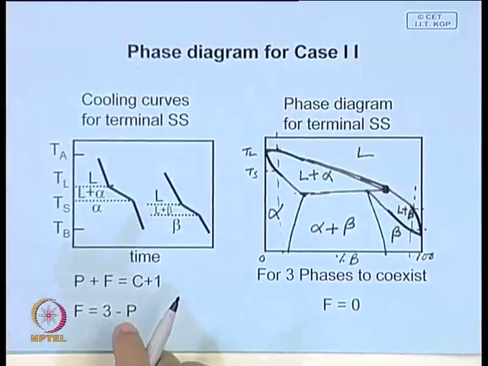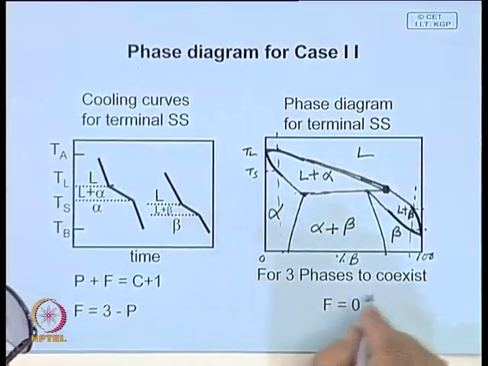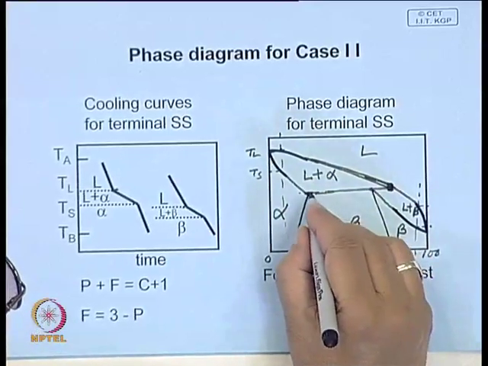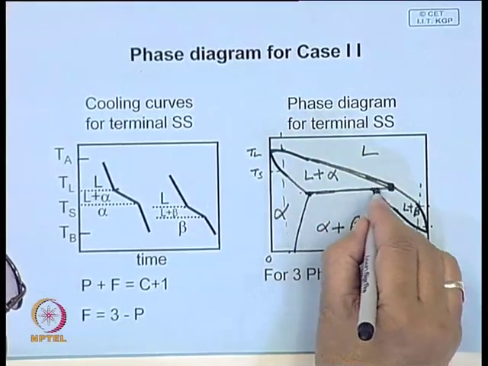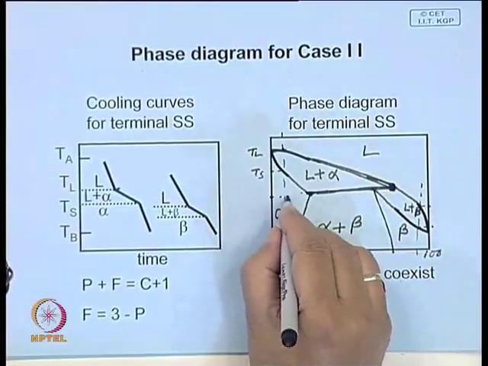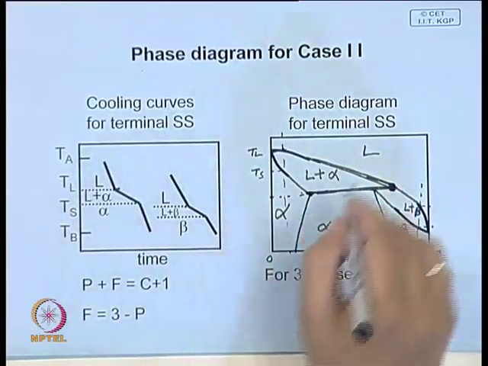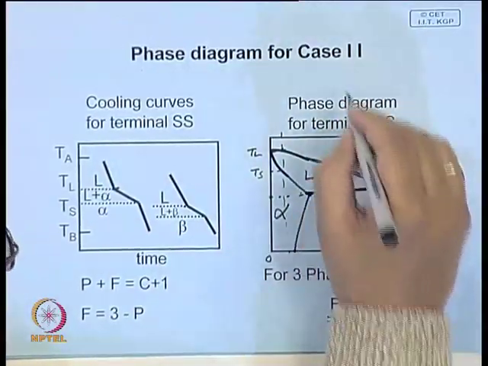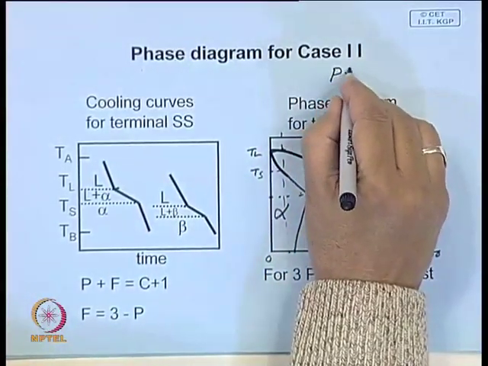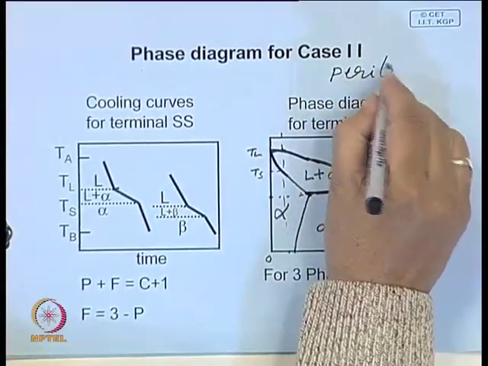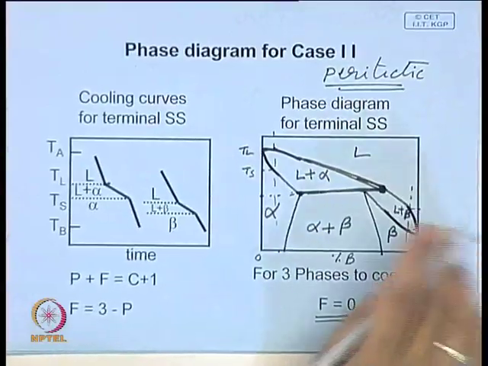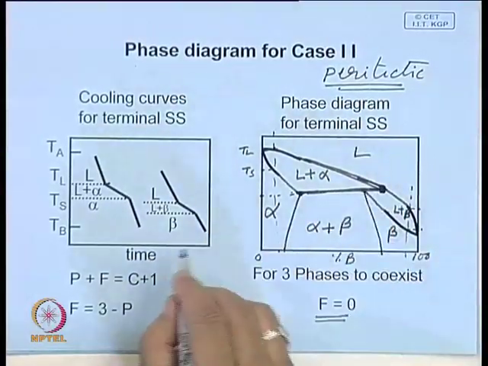So, here as well you can see that when three phases coexist, the degree of freedom is 0. That means three phases can coexist at a fixed temperature, and this is called a peritectic system. This type of diagram is called a peritectic system, this type of three phase equilibrium.